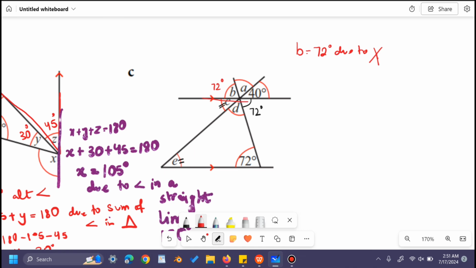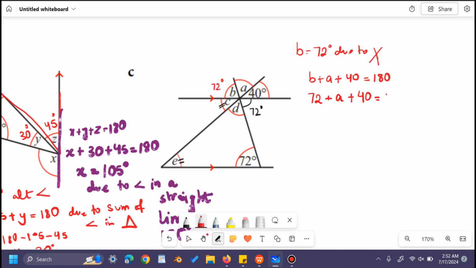You can see this is a straight line, and now we have all two of them with us. So we can say b plus a plus 40 is equal to 180 degrees due to... I'm just going to phrase the sentence so that it will be easier to say, and you can just write it down on your own. So you will say b plus a plus 40 is equal to 180 due to angles in a straight line, the sum of angles in a straight line is 180 degrees.